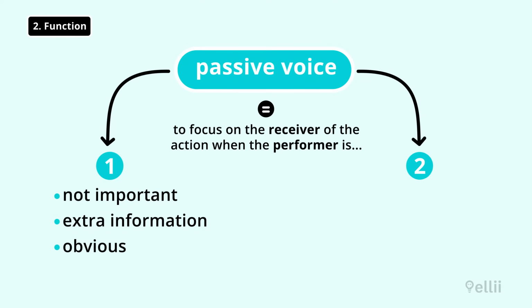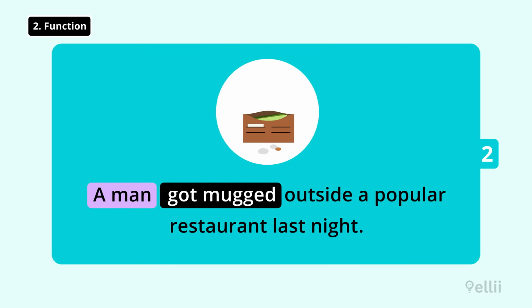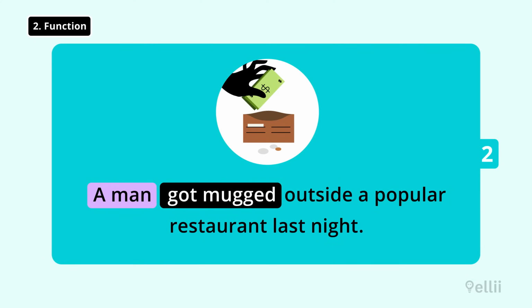The second case is when we don't even know who performed the action. This is often the case in news reports. For example, if we said, "A man got mugged outside a popular restaurant last night," we don't know who mugged the man. Therefore, the passive voice is a natural choice in this case.